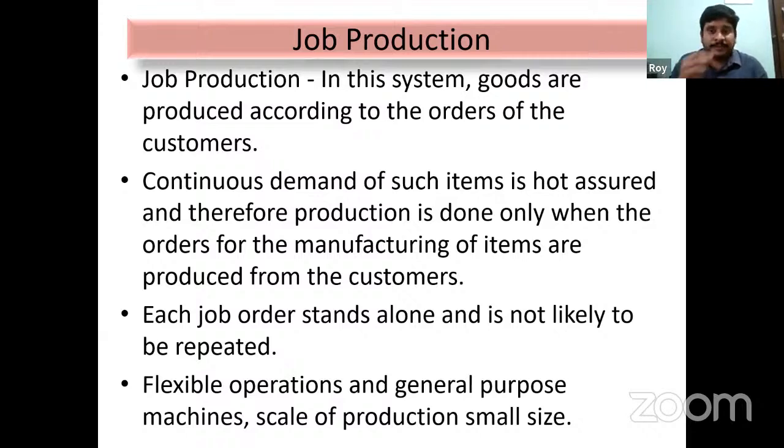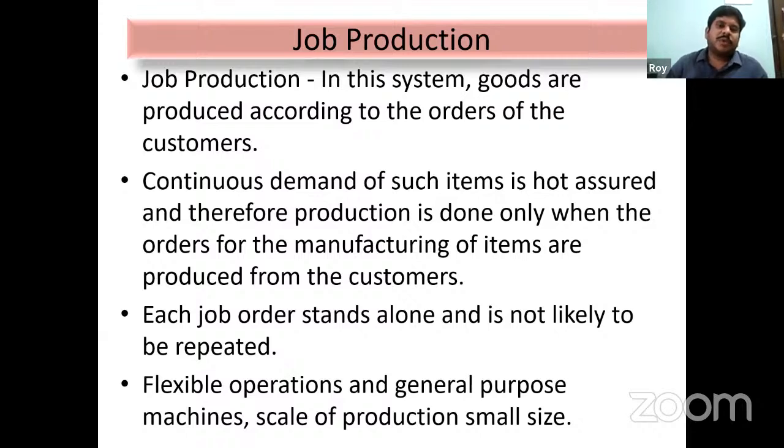If that same product is produced and continuous demand is there, it is not assured. Therefore production is done only when the orders for the manufacturing of items are received from the customer. When this demand is increasing, when the same orders are increasing every day, then definitely they will expect this kind of demand or continuous production.